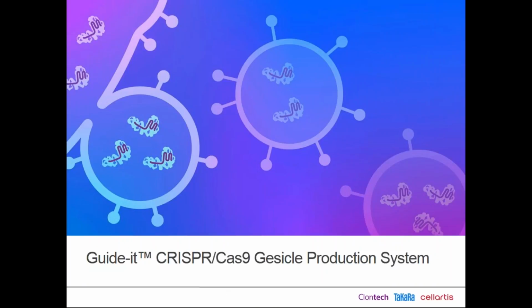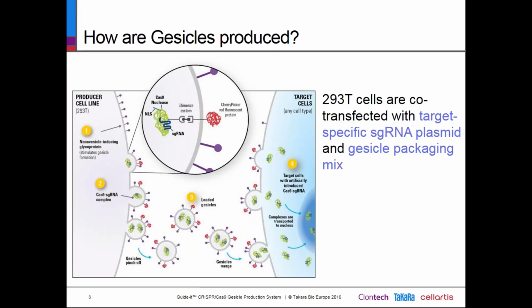Now, our CRISPR-Cas Gesicle production system is a bit of a do-it-yourself system in which you can produce your own Gesicles that will contain both the Cas9 protein and your target-specific guide RNA complexed to the protein. So let's have a look at the workflow of Gesicle production, which is quite similar to lentiviral packaging.